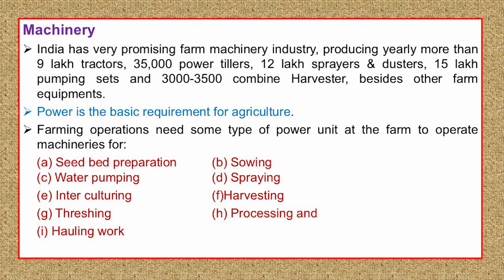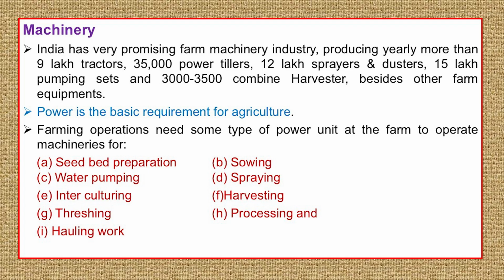Some of the stages at which machinery requires power are seedbed preparation, sowing, water pumping for irrigation, spraying of chemicals and foliar application of nutrients, and intercultural operations where we remove weeds. Thereafter, we use machines for harvesting and threshing. Once the crop is threshed, we take it for post-harvest operations where we process it into value-added products. For all of them, we require power or energy to do the work.